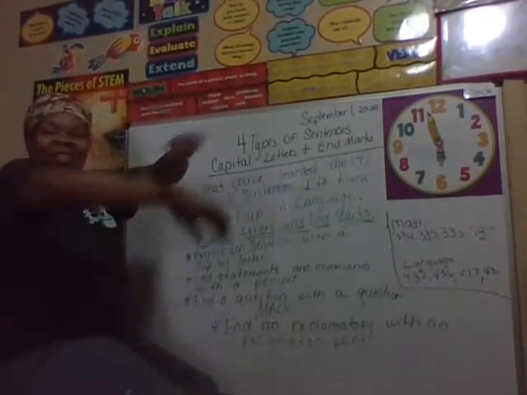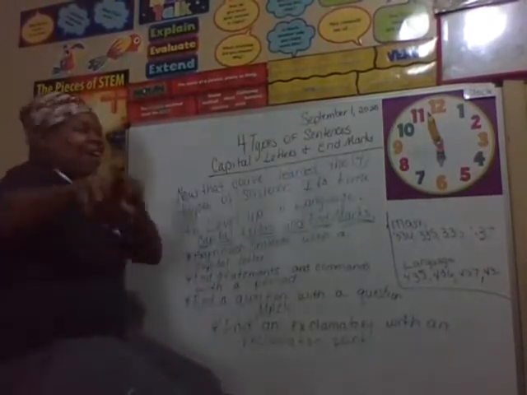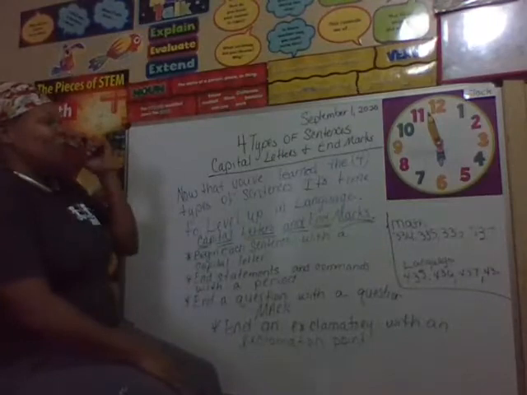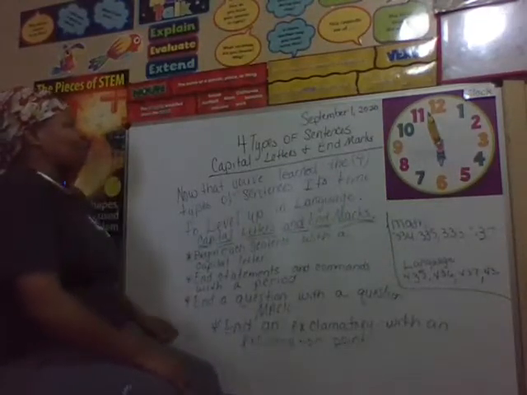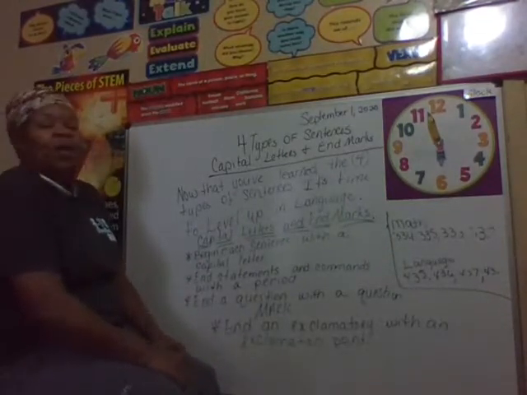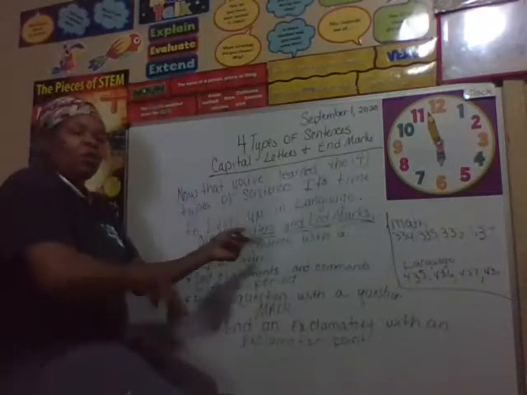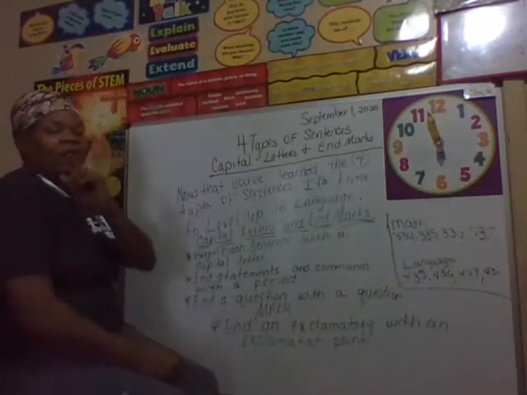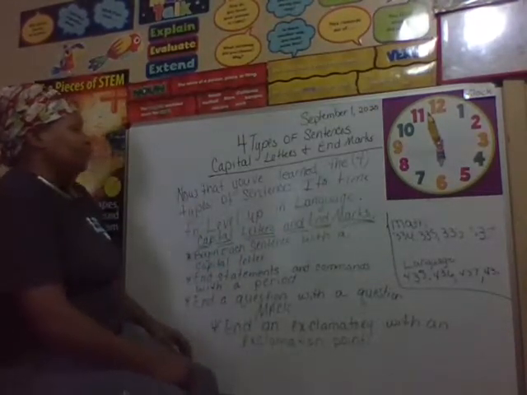Exclamatory shows excitement. Awesome. Alright guys, this is what we're talking about today. September 1st, 2020. We're on levels 1 through 5. I don't think I typed that in the comments, but here we go.